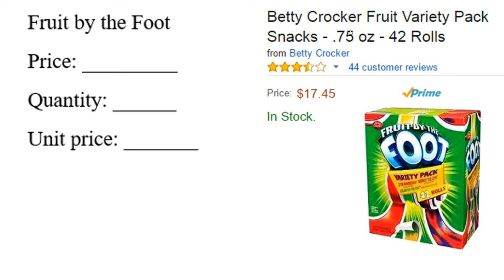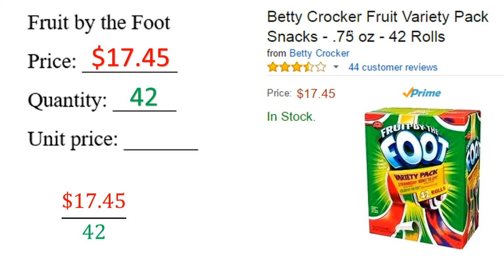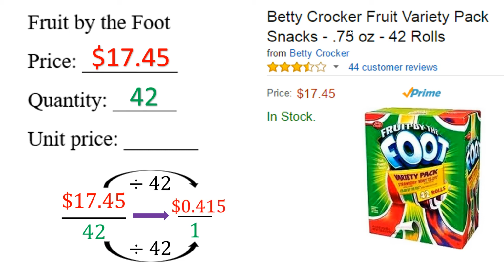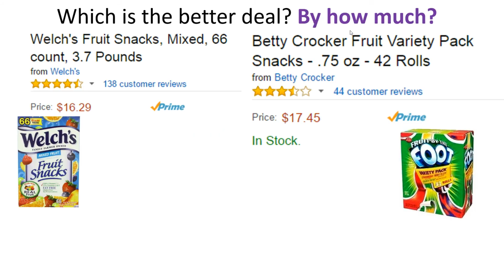And then the fruit by the foot, we have $17.45 and 42. Please try to find the unit price by pausing the video and then solving to see how you do. You do cost over the quantity. The 42 needs to become a 1 to find the price of 1. And you'll get 0.415, which rounds up to 42 cents per fruit by the foot pack.